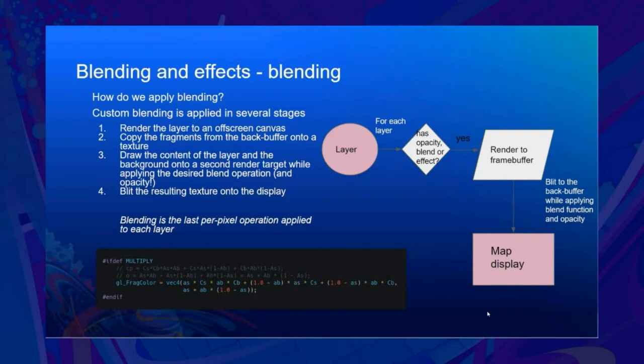One thing to note is that when we're doing the map composition, when we compose the layers one on top of each other, the blend mode is the last per pixel operation that is being applied.